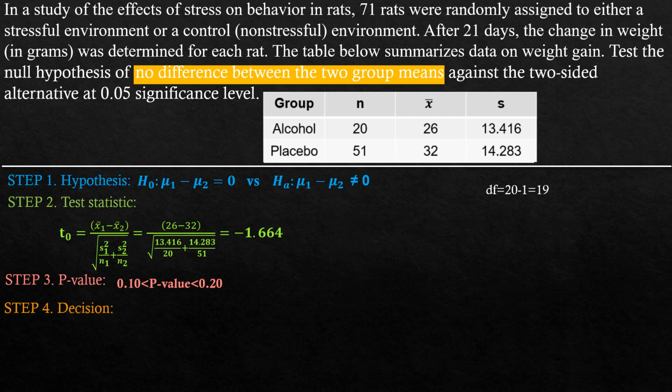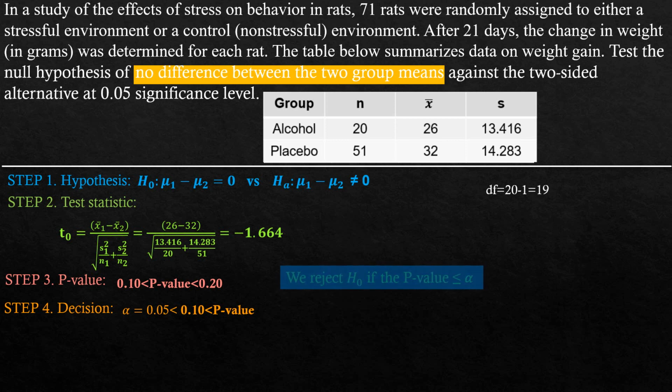Then we go to the decision. How do we get the decision? First, check alpha. Alpha equals 0.05. Here we know alpha 0.05 is less than 0.1. That means the p-value should be greater than 0.05. Why? We know the p-value should be greater than 0.10, and 0.10 is greater than 0.05. Therefore, we know alpha is less than the p-value.